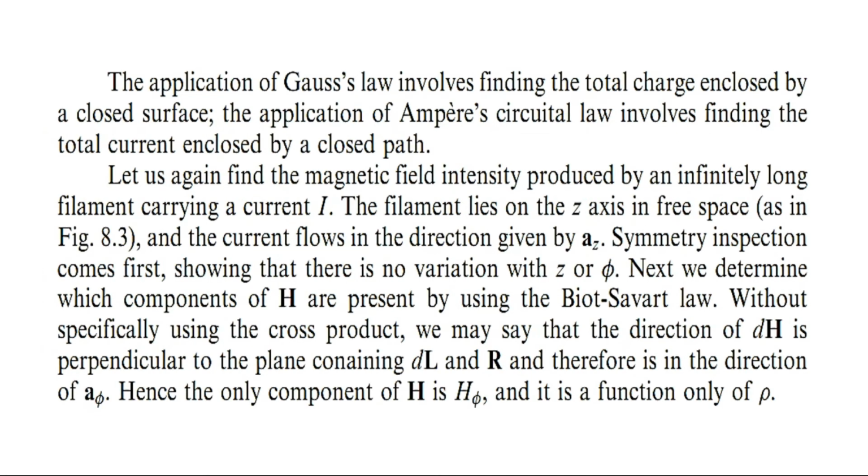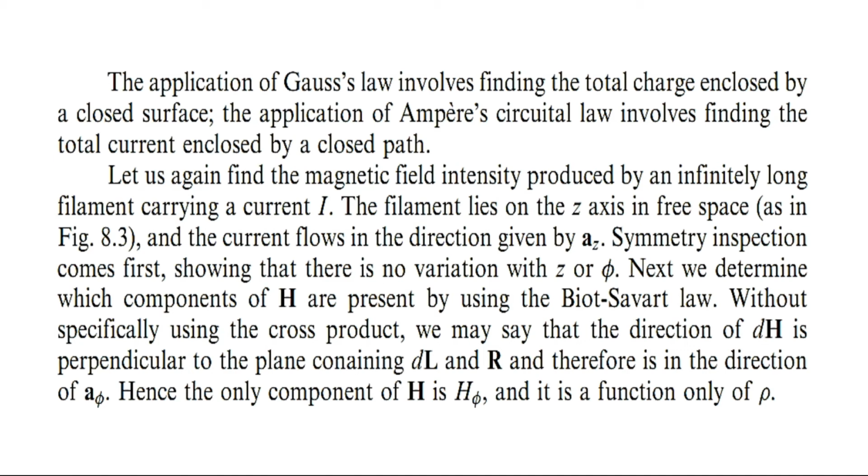Now if we recall that example, symmetry inspection comes first, showing that there is no variation with z or phi. There is no variation with z or phi because the magnetic field intensity was a function of rho only. If we move away from the filament, the magnetic field strength will decrease. Similarly, if we move towards the filament, the magnetic field strength will increase.